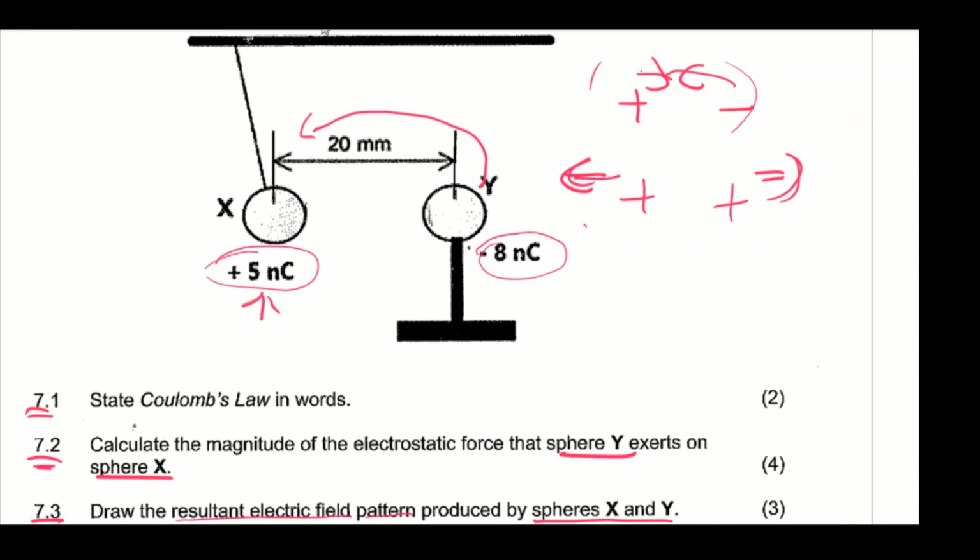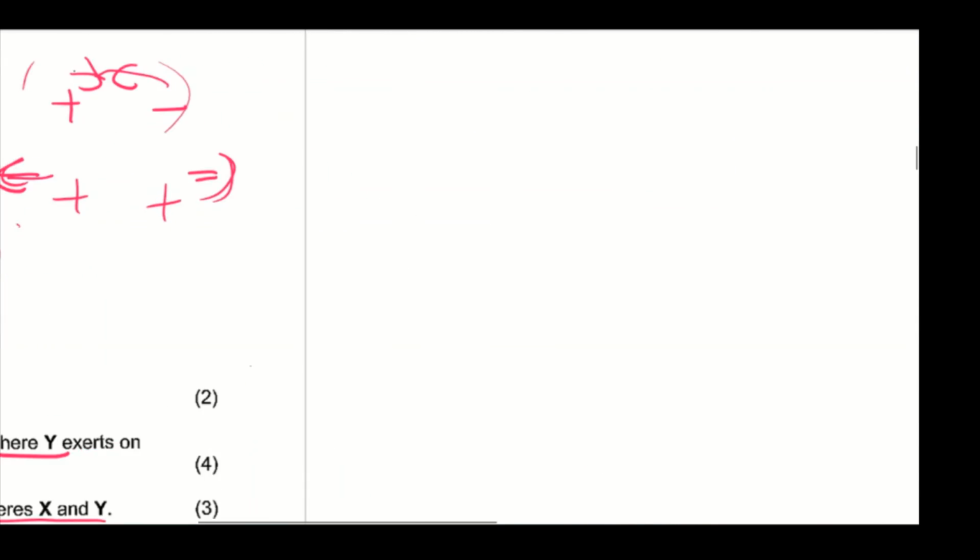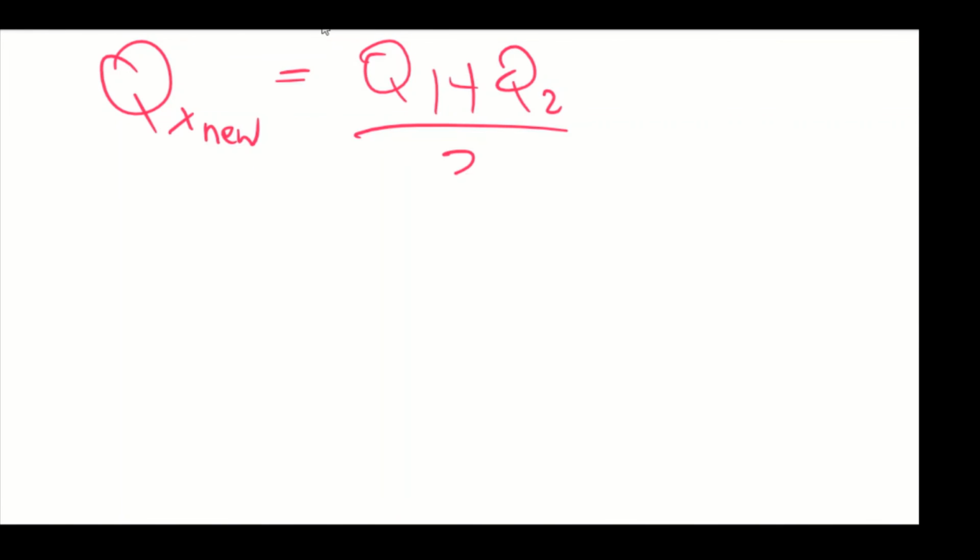When sphere X combines with sphere Y, they will have the same charge and repel after that. So let's do the calculation of this one. We're going to have our Q of X new, because we want to know the new charge of Qx. Obviously both will have the same charge, so it's going to be Q1 plus Q2 divided by 2, right? You all know this formula.